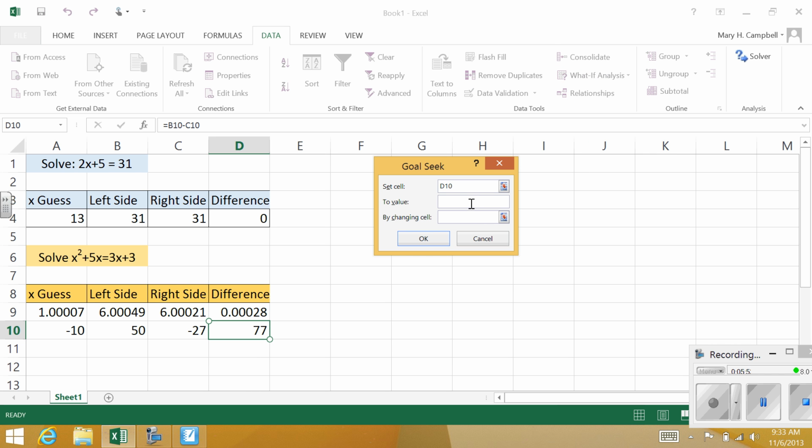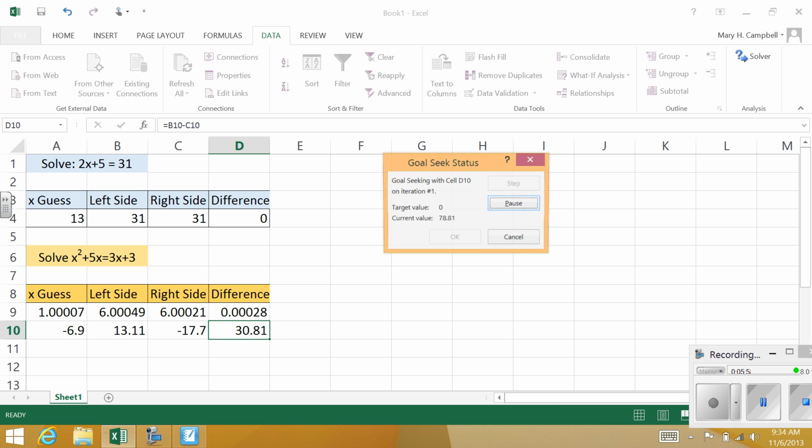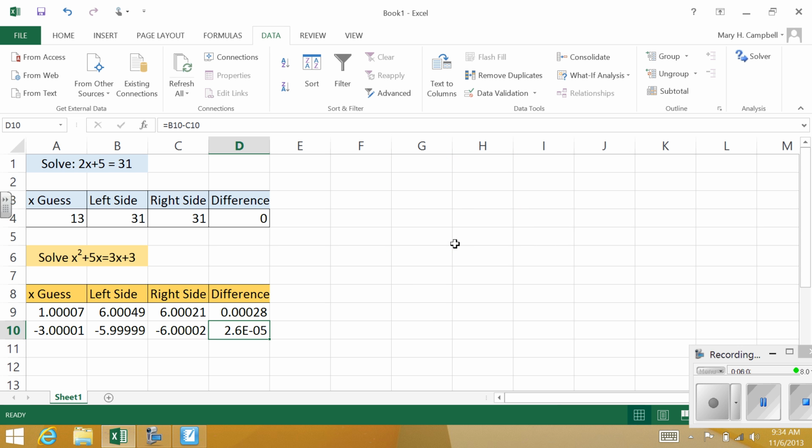Okay, so going to run GoalSeek again. And again, I want that difference to be 0 by changing that guess. And see how we do with our second guess. Okay, and then I'm finding my second solution. Looks like when x is -3, the left side is -6 and the right side is -6. So I have two solutions to that equation, +1 and -3.